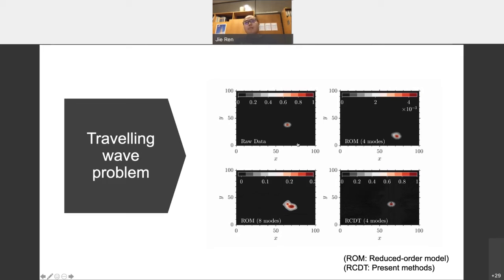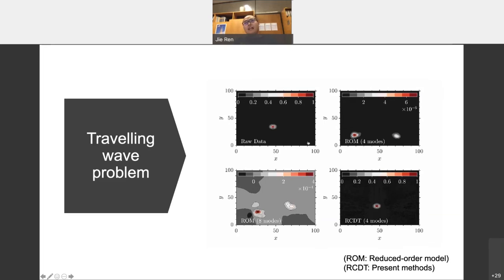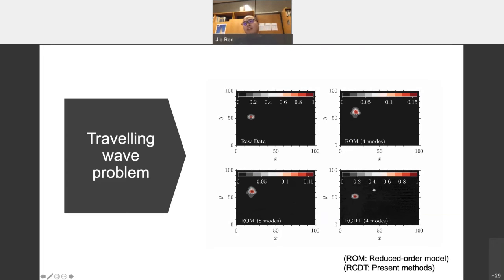And what we propose in this work is a method called RCDT. I will introduce it in the next slide. With this method, again, we use only 4 modes to build the reduced order model. You can see there is hardly any difference between the reduced order model in this figure and the raw data.